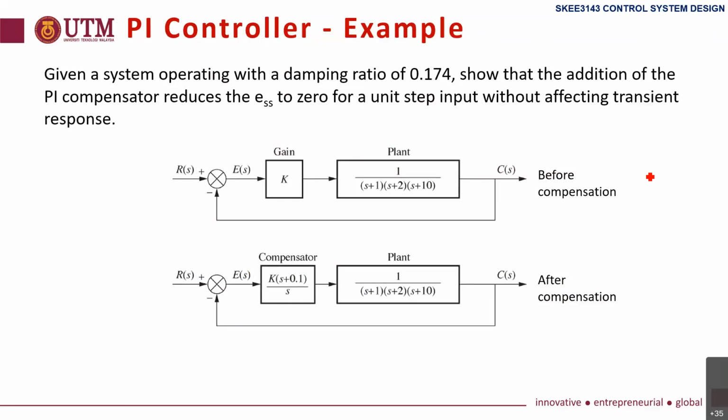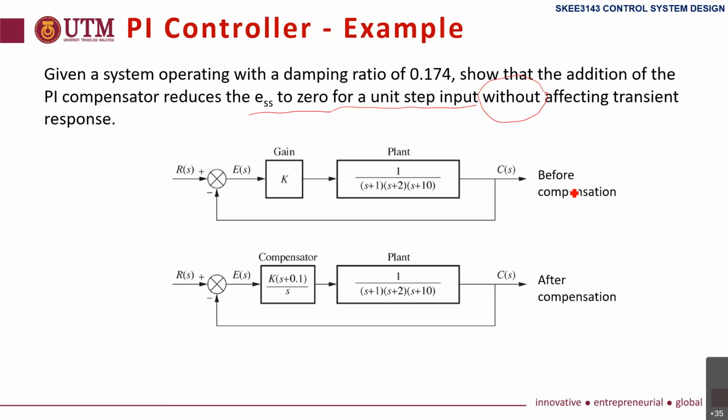Let's do this example to improve your understanding. Given a system with damping ratio 0.174, show that the addition of PI compensator or PI controller reduces error to zero for a unit step input. We normally give input without affecting transient response. So PI controller is used to achieve zero error and without affecting transient response.